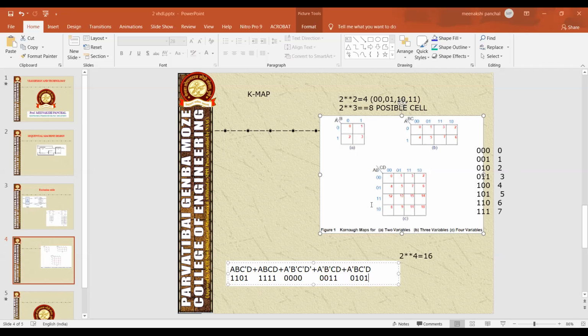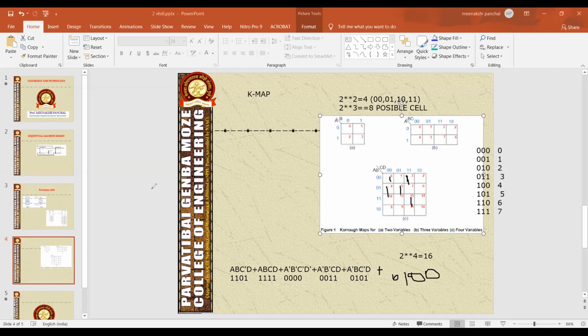See 0, 0, 1, 1. So at this particular value, we should assign high, and 1, 1, 1, 1. So we have to assign high. 0, 0, 1, 1, it's already high. And 1, 0, 1, 0, 0, 1, 0, 1. So like this. Let's consider another combination like 0, 1, 0, 0. So this means this is high.